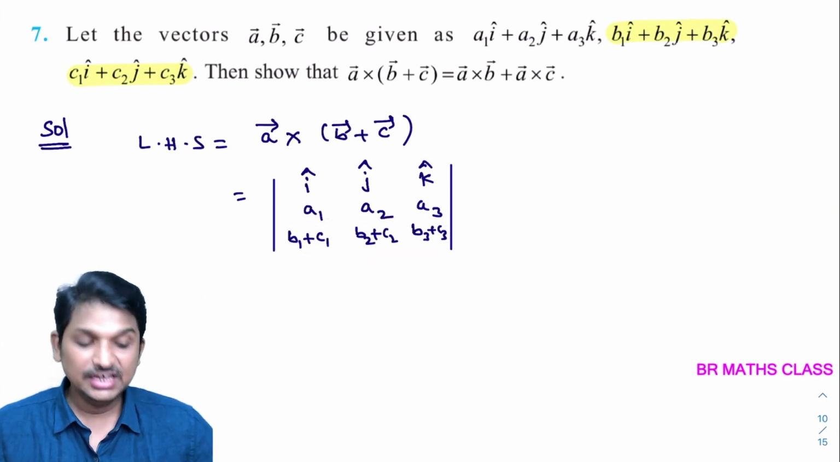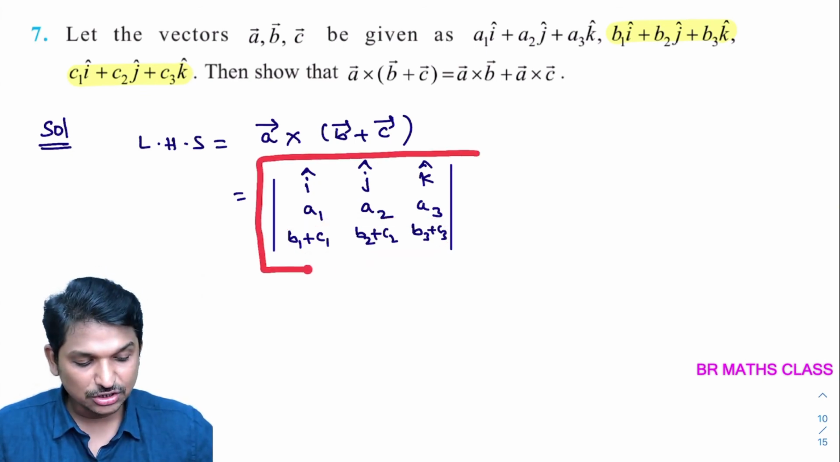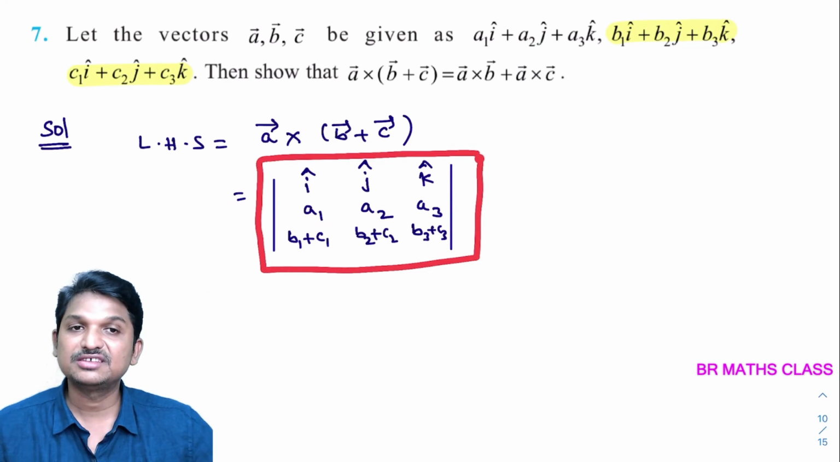We know that in a determinant, if all the elements of any row or any column are expressed as a sum of two terms, then the whole determinant can be expressed as a sum of two determinants. We have this in the properties of determinants. In a determinant, if all the elements of any row or any column are expressed as a sum of two terms, then the determinant can be expressed as a sum of two determinants.